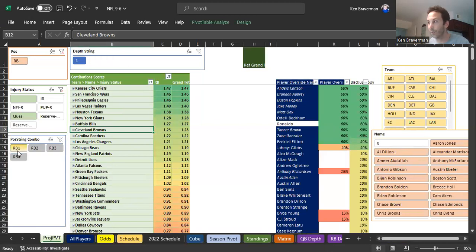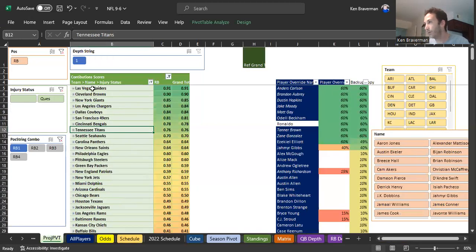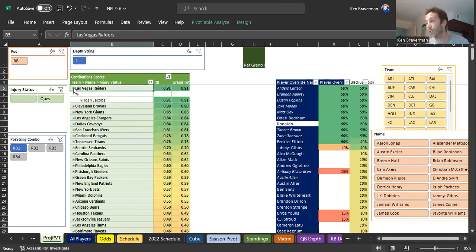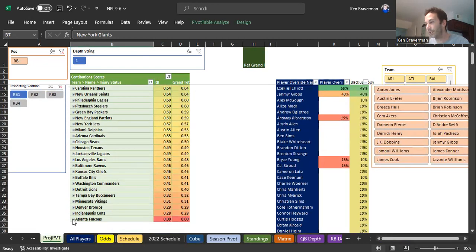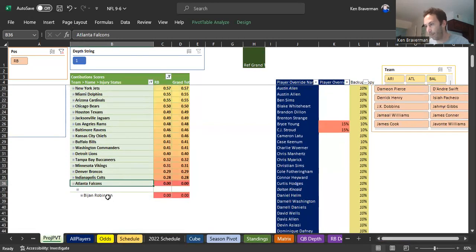Let's go to first string running backs. Who's the big running back on the Raiders? Josh Jacobs, heck of a rating. Is this Chubb? Yeah, Chubb. Who's Saquon Barkley? Yeah, so look who your big running backs are. We do have a 0 down here for Atlanta. That can't stand.